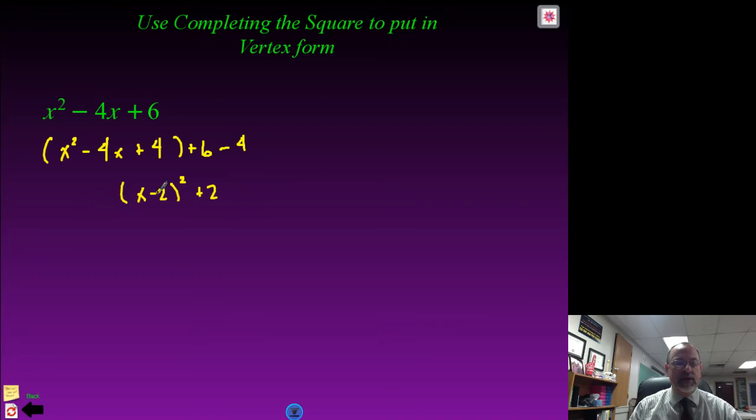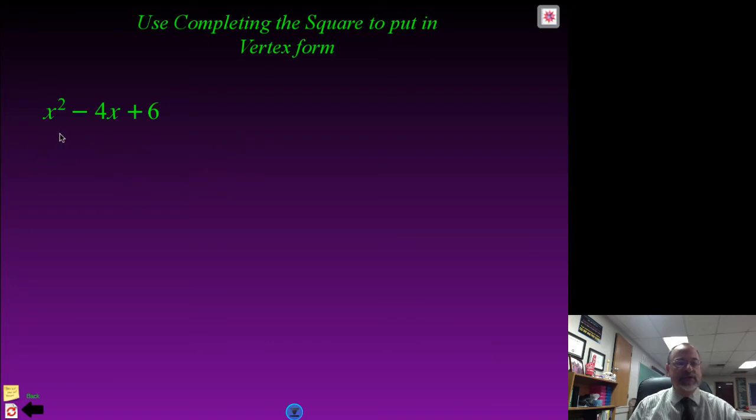My a value is 1. It's a horizontal shift to the right 2 and a vertical shift up 2, and my vertex would be (2, 2). So putting it in vertex form using standard form is a lot quicker and a lot easier than going through that whole opposite of b over 2a and then c minus a h squared. But we have to know these different ways to do things.